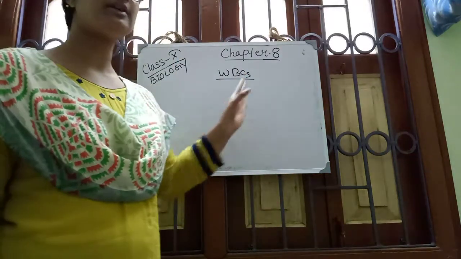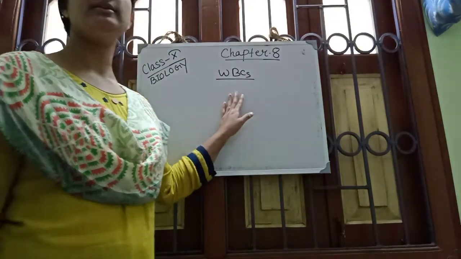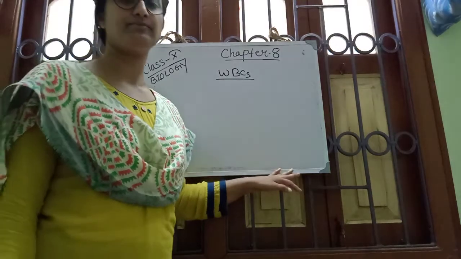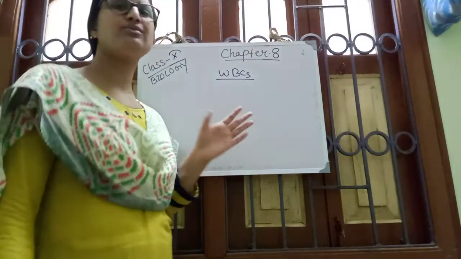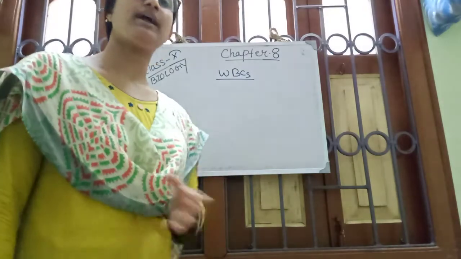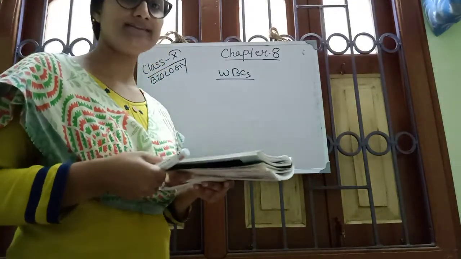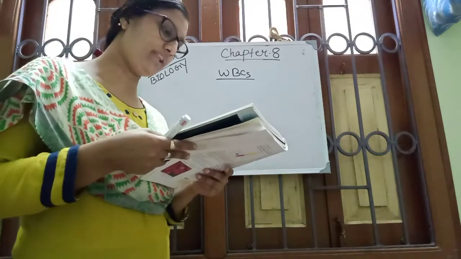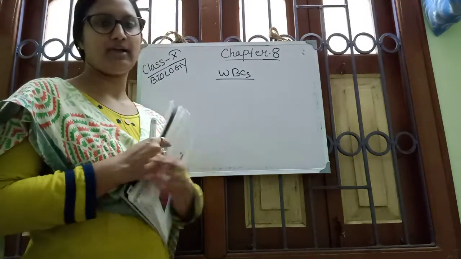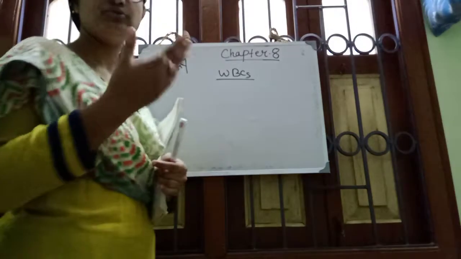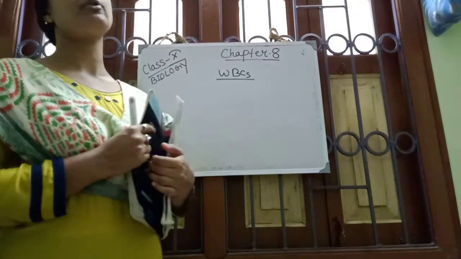The first one is the WBC. WBC is called leukocytes, or white blood corpuscles, and has an irregular shape. They show amoeboid movement, and they are colorless because they lack hemoglobin. They are produced in the bone marrow, and they are also produced from stem cells.